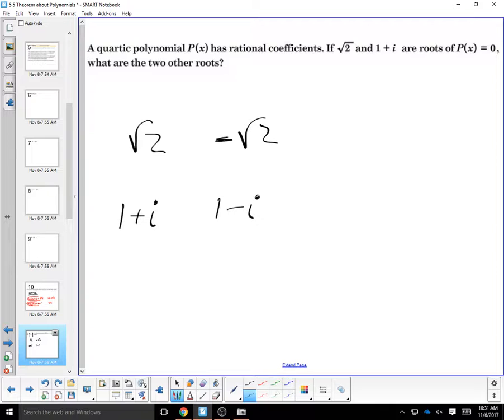Can I change the slide? Wait, that's all you have to do? Well, that was the question. They said, what are the other two roots? Of course, that's not going to be all that we get to do, but you understand what's happening, right? We're okay? Thanks for ruining my moment, Munoz. Sorry.